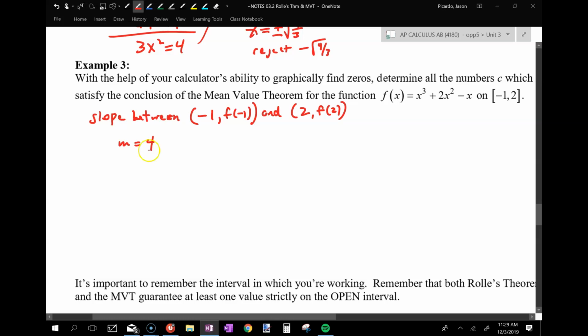And then again, let's talk about what's happening, right? This is the slope that exists between f of -1 and f of 2. Agreed? So now what do I know? I know that by the mean value theorem, when I take the derivative of this, there's at least one point that has the derivative equal to what? 4. Yeah, exactly.